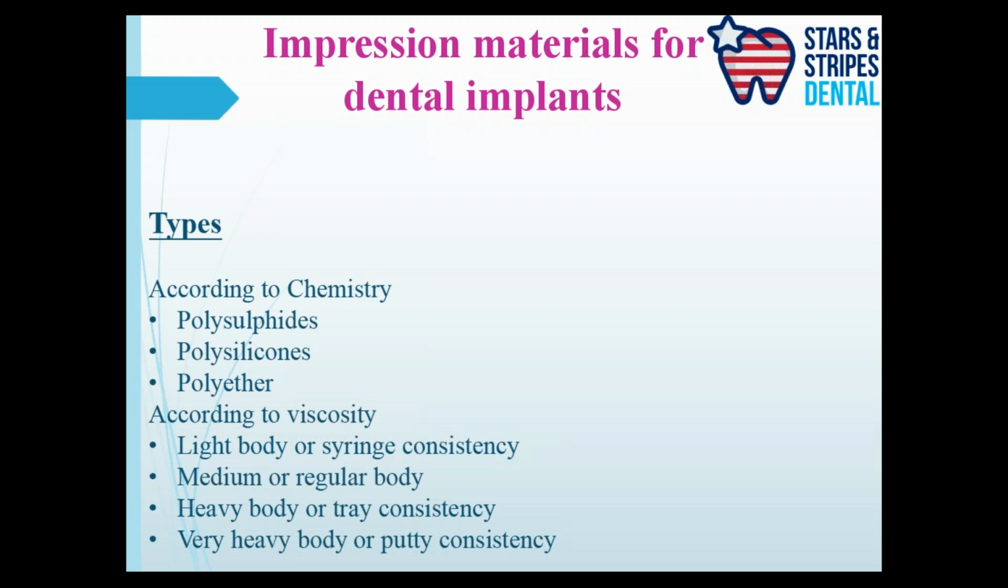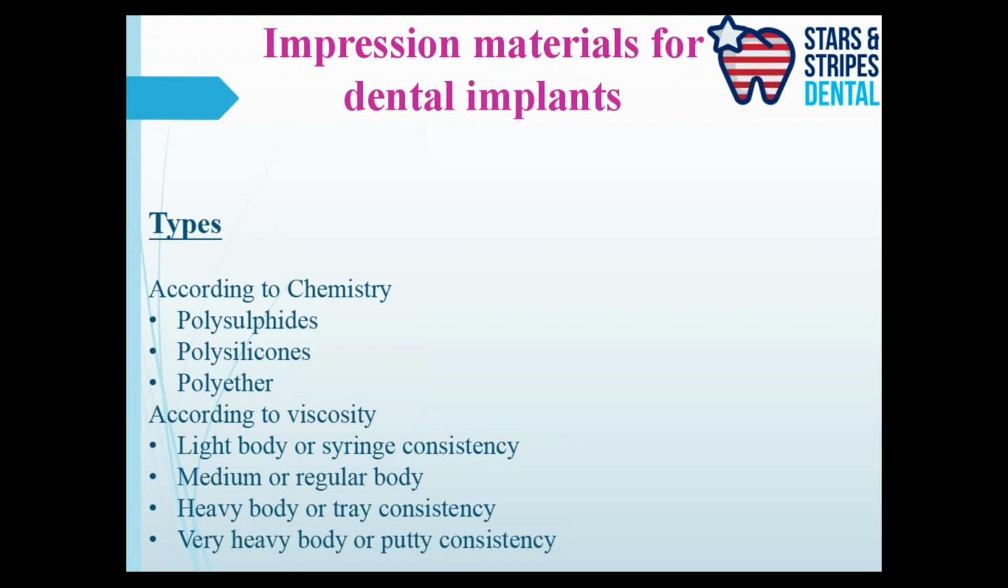I already discussed this with you, the chemistry. So according to the chemistry, as I said, the polysulfides, polysilicones, and polyethers are the materials of choice. According to viscosity, the materials can be divided into either light body, medium or regular body, heavy body, or very heavy, such as putty consistency. We all have done these wash and putty impressions in our crown and bridge practice, so we know what we are talking about.